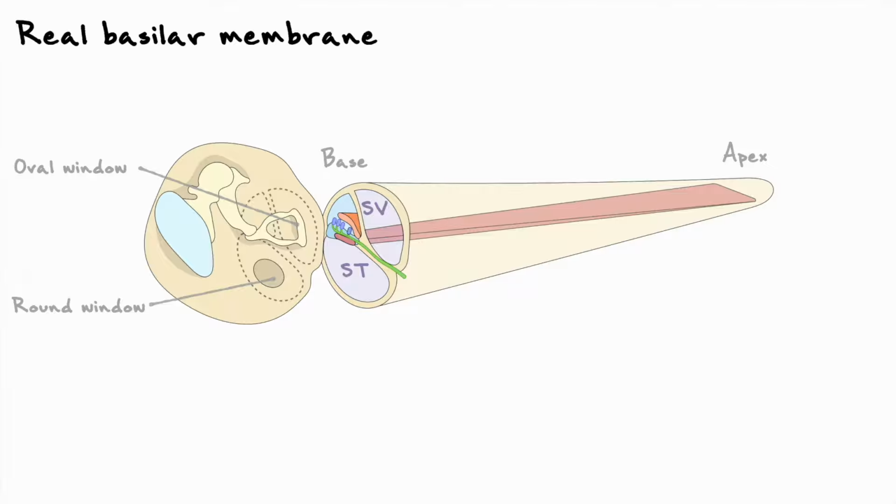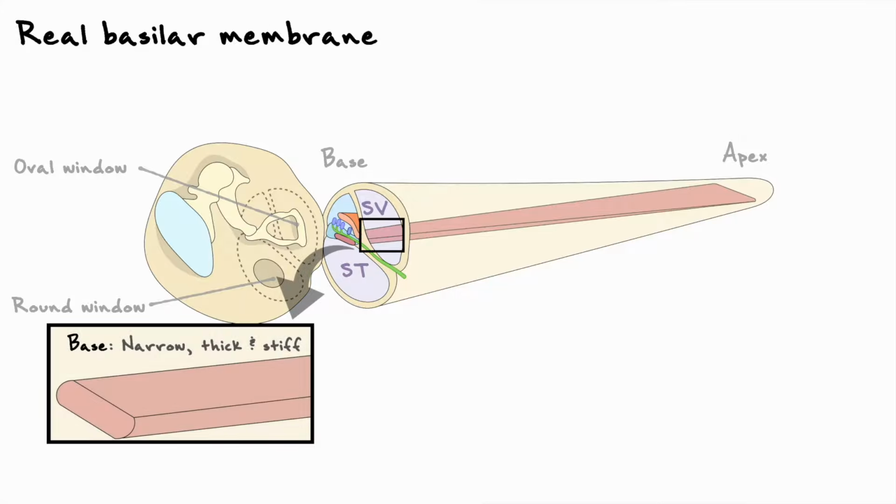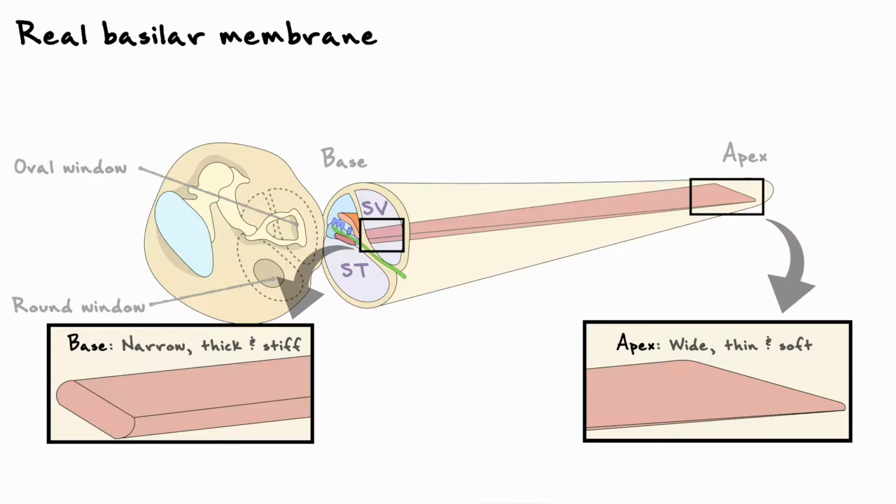The first important nuance between our real membrane and the previous example is that the basilar membrane is not uniformly elastic. The reason for this is that the membrane at the base is more narrow, thick, and stiff in comparison to the membrane at the apex, which is wide, thin, and soft. The implication of this varying elasticity is that the membrane will have a varying response to different frequencies.